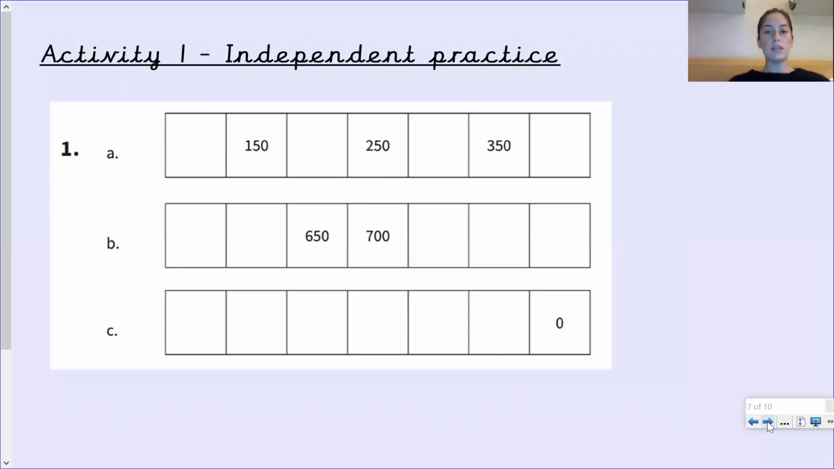This is your first independent activity. So can you make sure you label this very clearly on your piece of paper that you're going to upload onto Tapestry? This is activity 1, and then you can label it A, B, and C. Remember to look carefully at whether the numbers are going up in 50s or down in 50s. So whether you need to count up or whether you need to count backwards. When you have finished activity 1, play the video and we'll discuss the next slide.